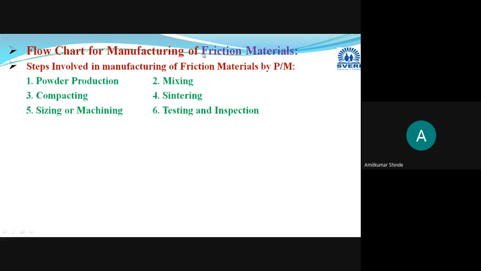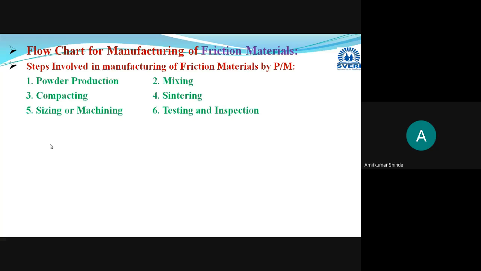Now, to manufacture friction materials, different powders are used. Here we are going to use copper powder, tin, lead, graphite, silica, and iron. I will repeat it again: copper, tin, lead, graphite, iron, and silica powder will be there.